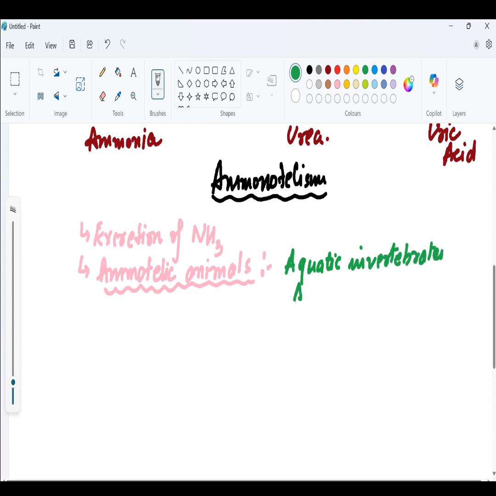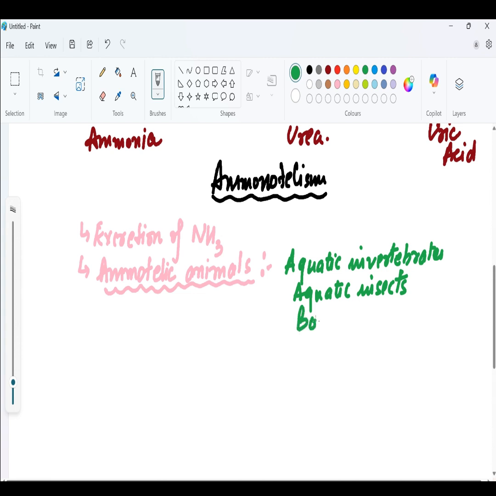It will have some aquatic insects. Now later on, after I give you these examples, we'll also discuss why I'm writing here mostly that these are aquatic invertebrates, aquatic insects. So why are we just considering mostly those animals which are aquatic in nature? That is what we are going to discuss.